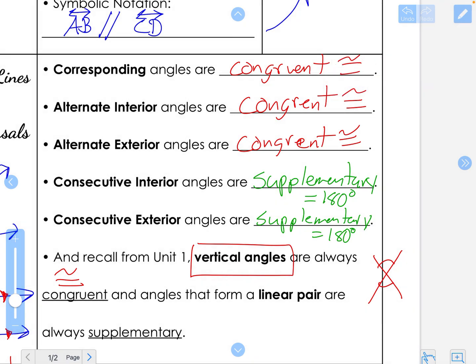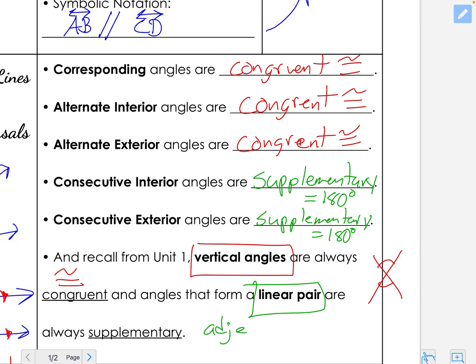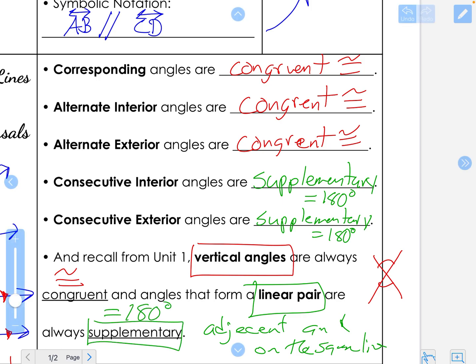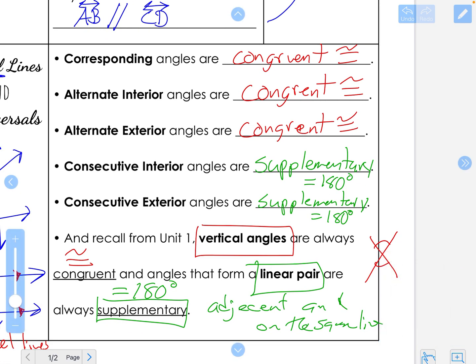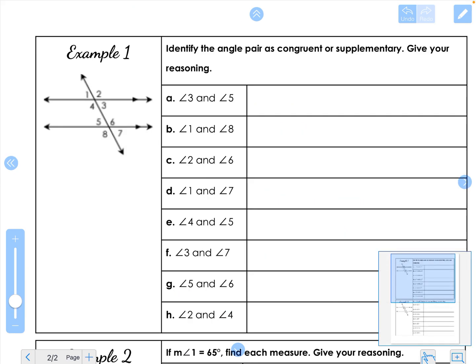The other thing that we learned about was a linear pair. They must be adjacent and on the same line, which makes them supplementary. So all supplementary angles are 180 degrees and all linear pairs are automatically supplementary. So these are the things that we are using going forward to talk about parallel lines and transversals.